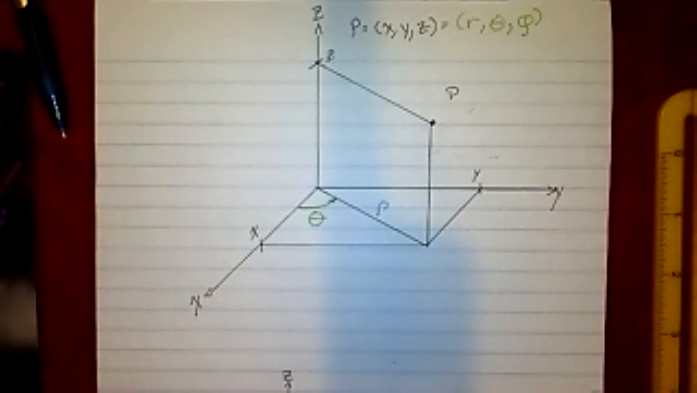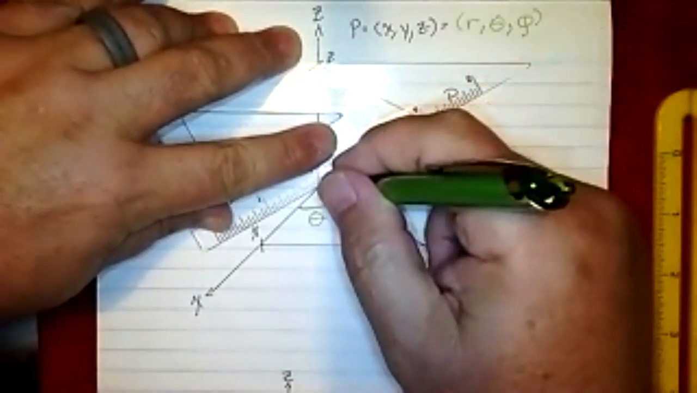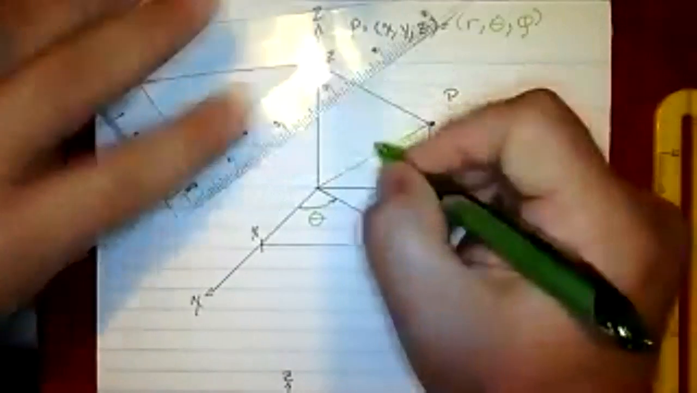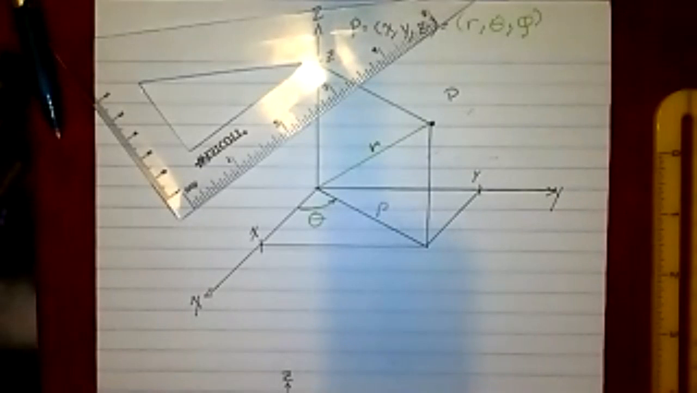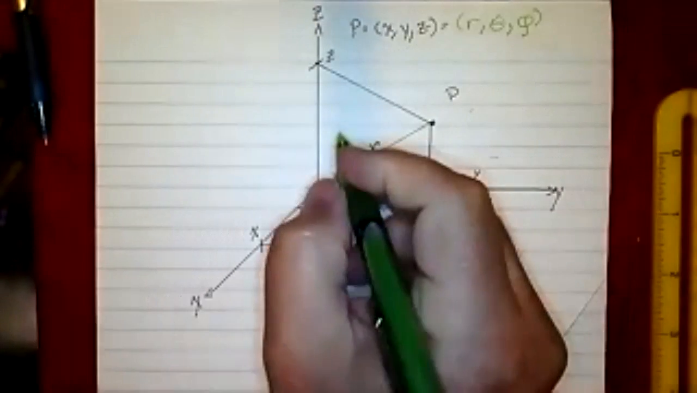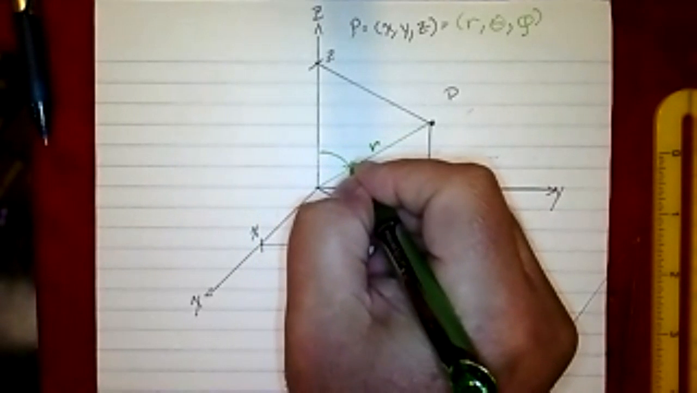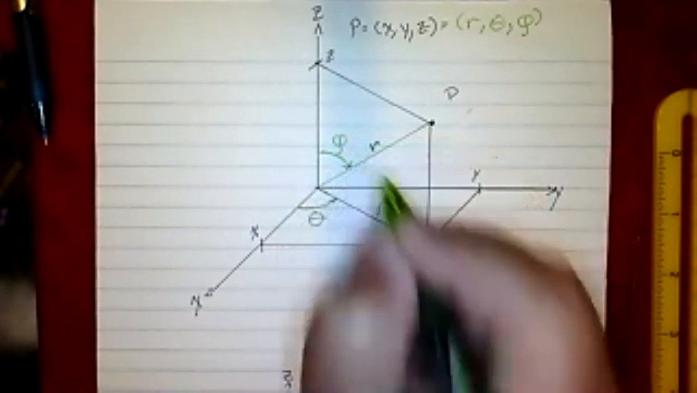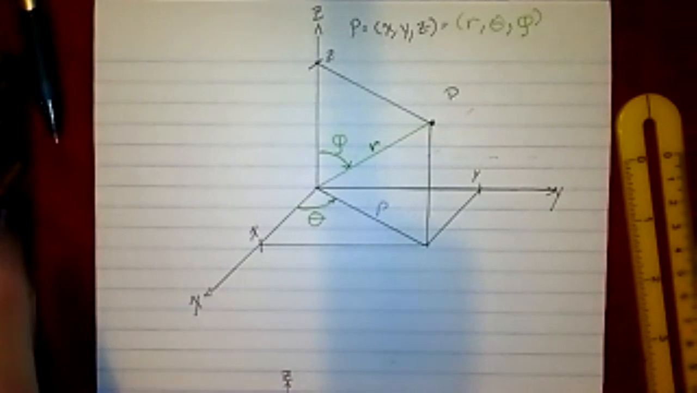So that is the theta coordinate. Now, if you draw a line from the origin out to the point P, that will give you the spherical coordinate r. So that distance right there is r, this angle is theta, and then the last coordinate is the angle phi, and we measure that down from the positive z-axis. So that angle right there is phi. So those are our three coordinates, r, theta, and phi in that order.